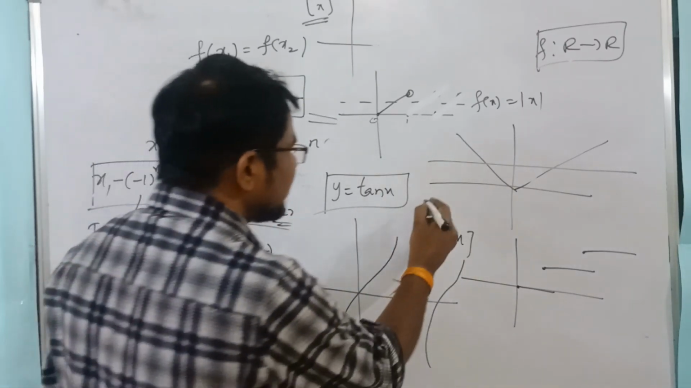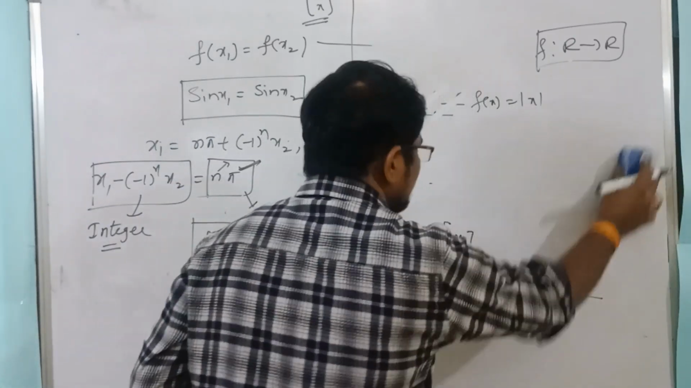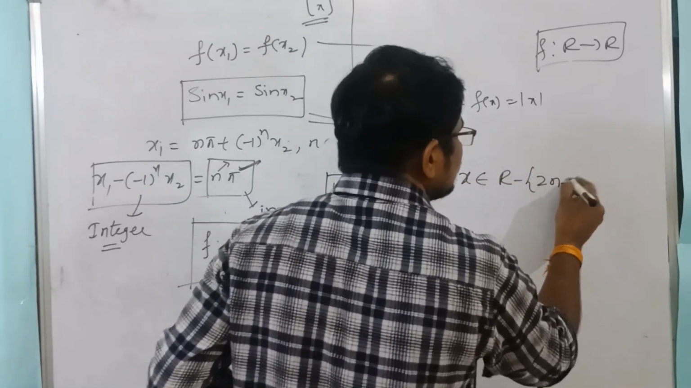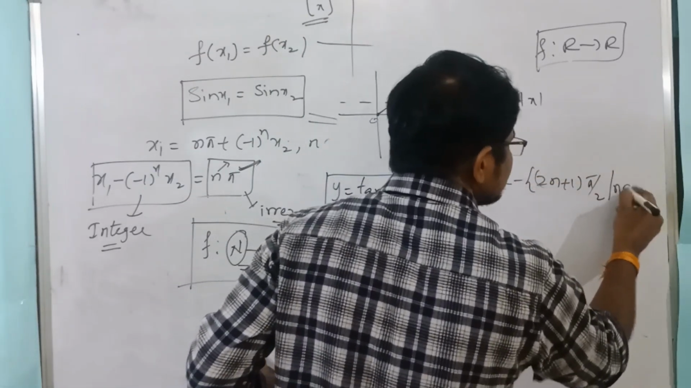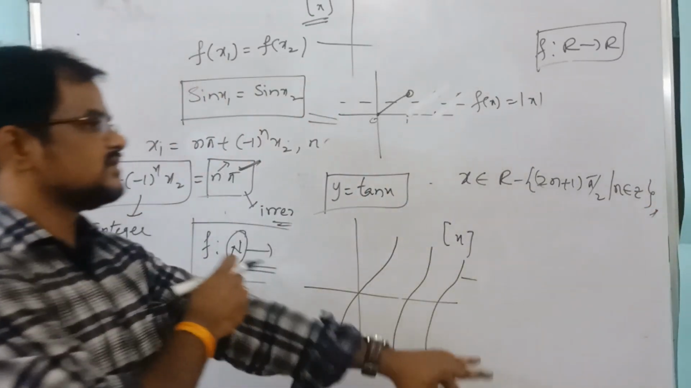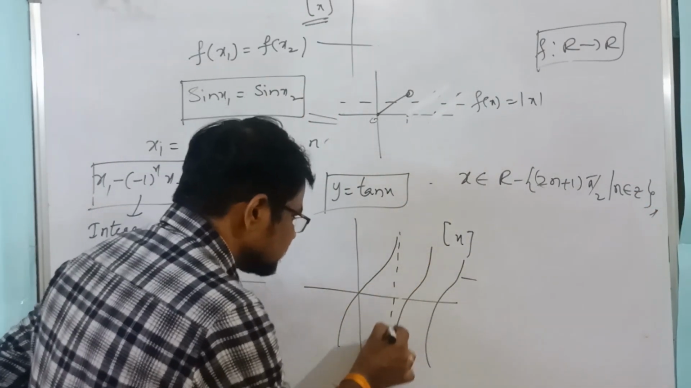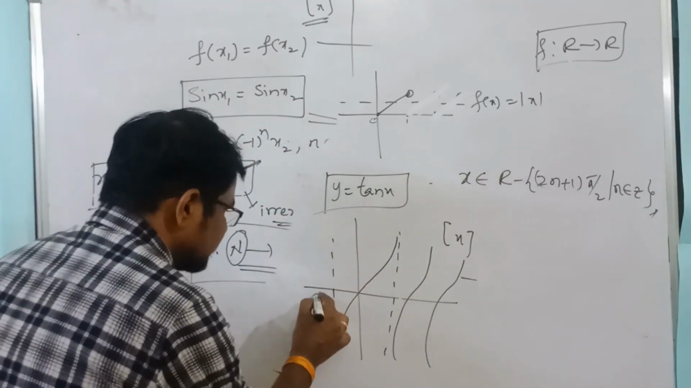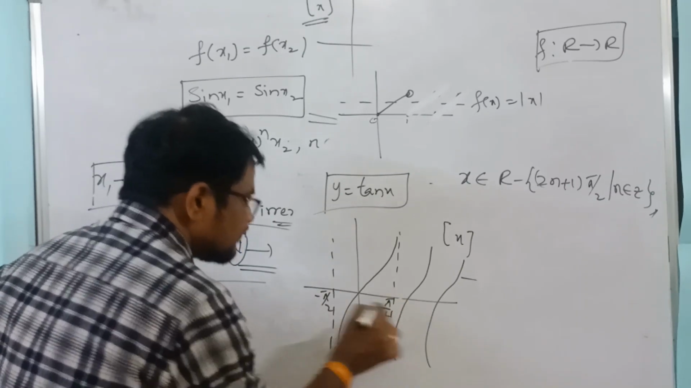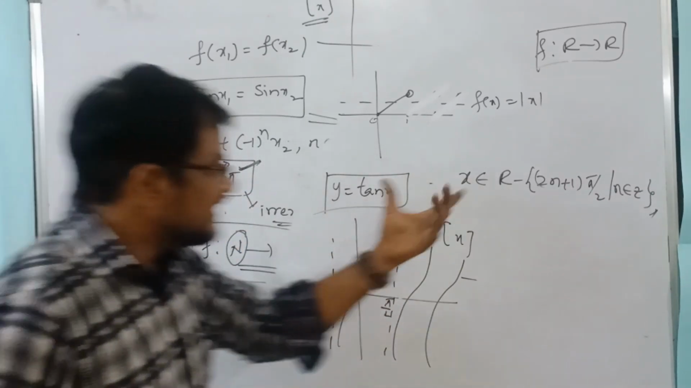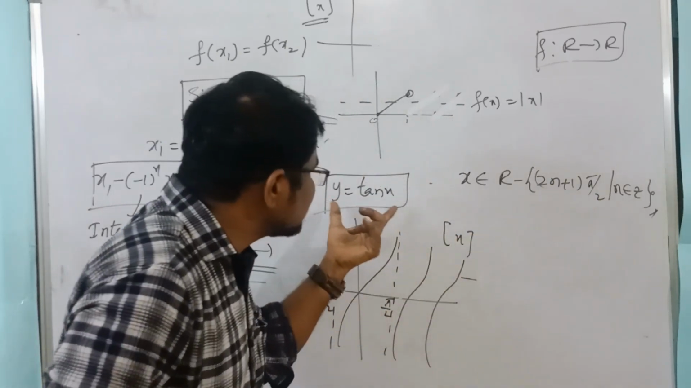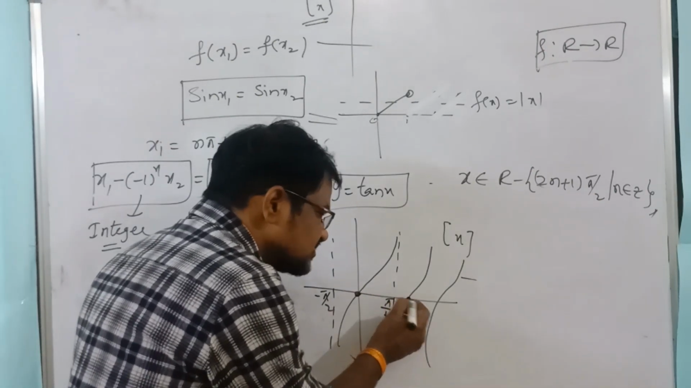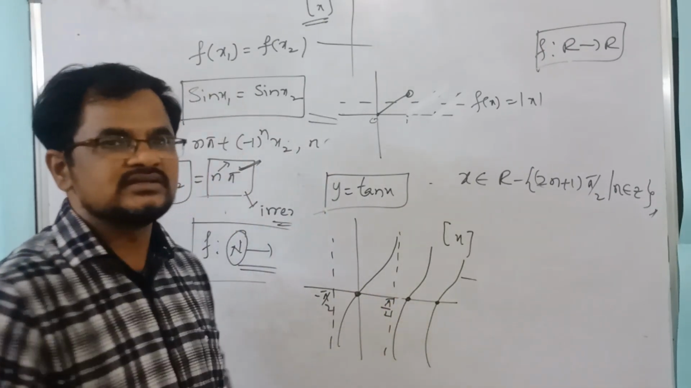Like this. What is the actual domain of this function? x belongs to R minus (2n plus 1) into pi by 2, such that n belongs to integers. Means at pi by 2 it does not exist, 3 pi by 2 also, like that. Here also minus pi by 2, this is minus pi by 2 and it is pi by 2. So in its actual domain, this function is a many-to-one function, because here tan 0 is 0, tan pi is 0, tan 2 pi is 0, tan minus pi is 0, right?